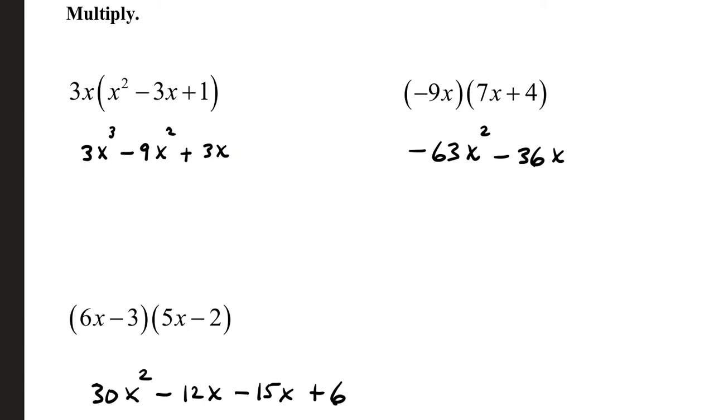The example to your top right, negative 9x times 7x, that's negative 63x squared, minus 36x.